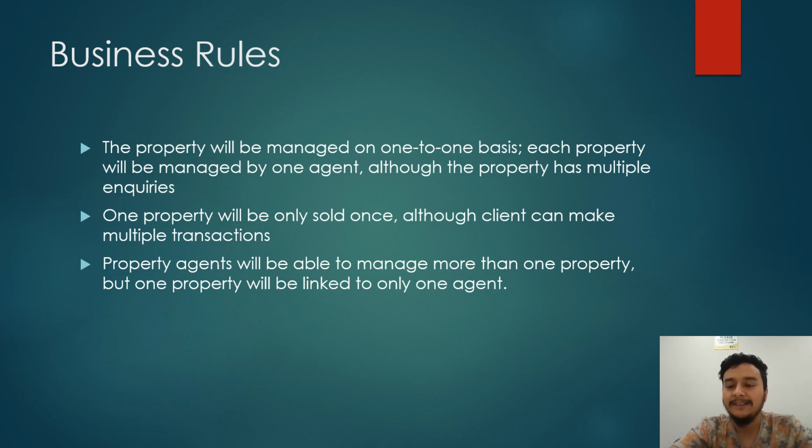Business rules. There are some business rules used in this project. The first one is that the property will be managed on a one-to-one basis. That means each property will be managed by only one agent, although all the properties may have multiple inquiries. The other one is that one property can only be sold once. And third is that property agents should be able to manage more than one property.